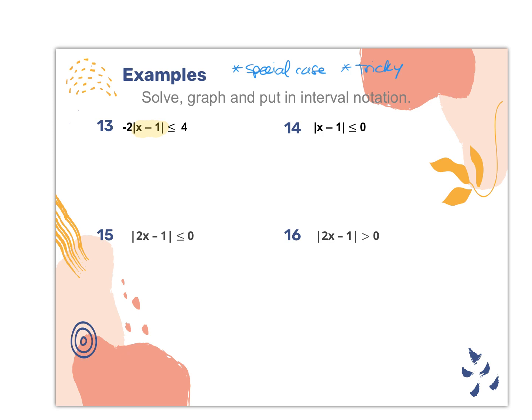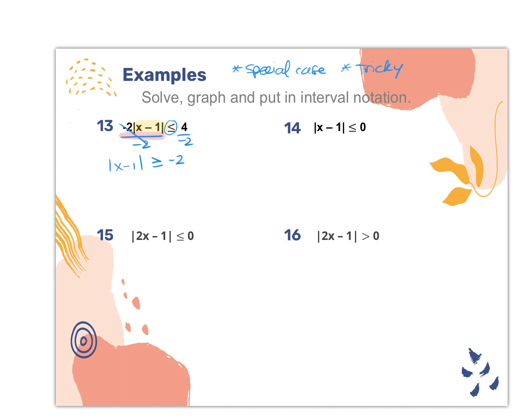So right now, I see this -2. So I'm going to have to divide both sides by -2. So this is going to be the absolute value of x minus 1. Because I'm dividing by a negative, I have to switch the sign, and the answer is -2.